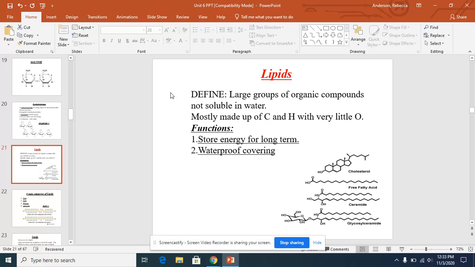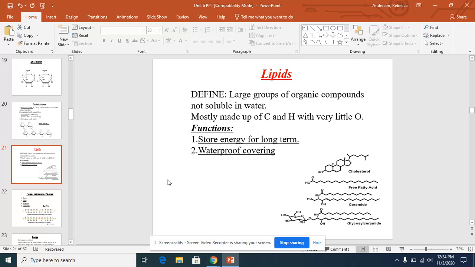Okay, so that's carbohydrates. Now we're going to talk about lipids. So they're made up of large groups of organic compounds. You notice that's a lot of carbons. So they have really long chains. Some of them have rings, some of them don't. So it's mostly made up of carbon and hydrogen, and there may be a couple oxygens here and there. So not nearly as many oxygen as found in carbohydrates.